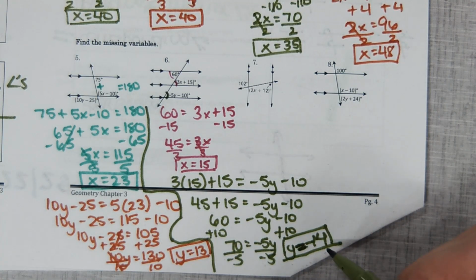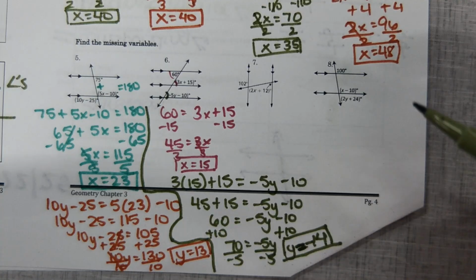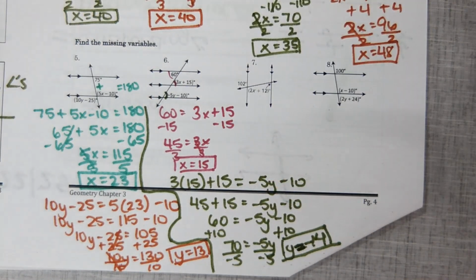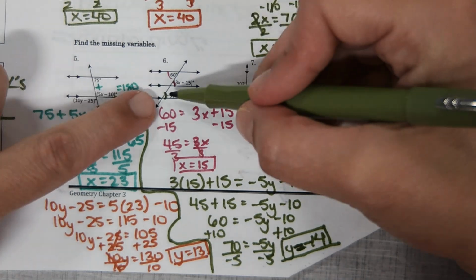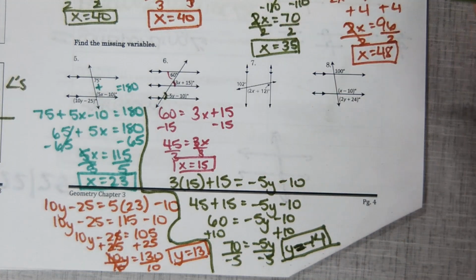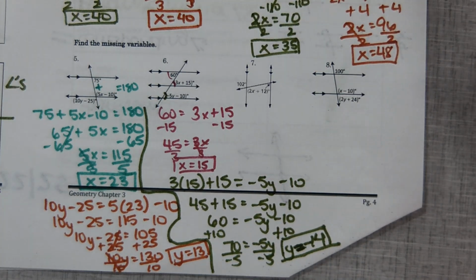Notice how we got a negative for y. If we got a negative for the degree measure, that wouldn't make sense. However, as a negative for y, when we plug it in, we should get a positive for the degree measure, so that's okay.